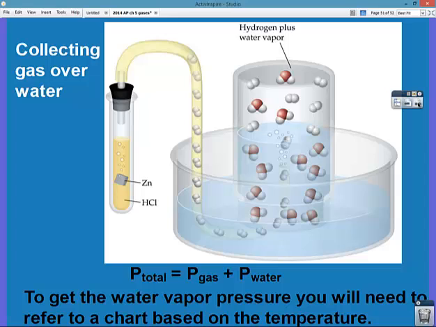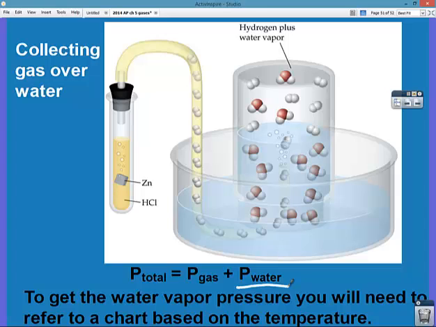An important aspect of Dalton's law is when we collect gas over water. Anytime you're collecting a gas over water, you're also going to have water vapor pressure. And we would use the water vapor chart at the bottom of your notes to figure out the water vapor pressure based on the temperature.